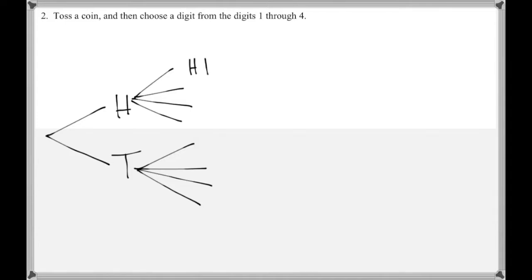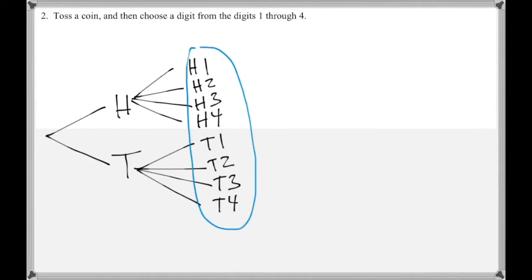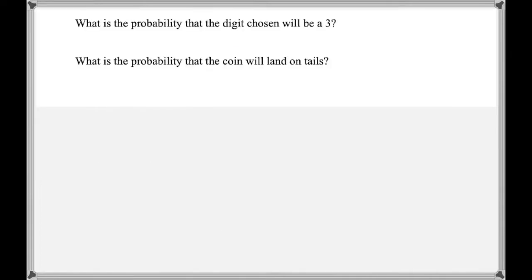So heads and then 1, heads 2, heads 3, heads 4, and then tails 1, tails 2, tails 3, and tails 4. So these are the 8 possible outcomes. Next, they are asking us to find some probabilities.